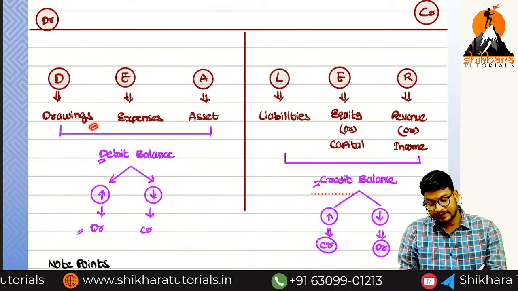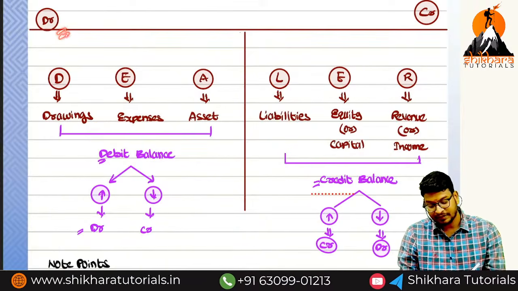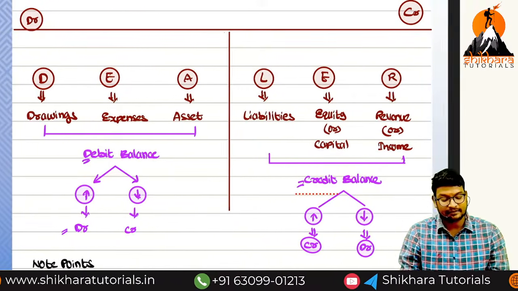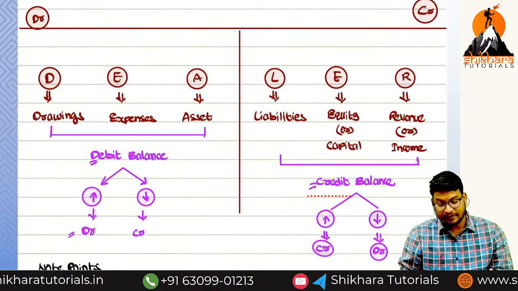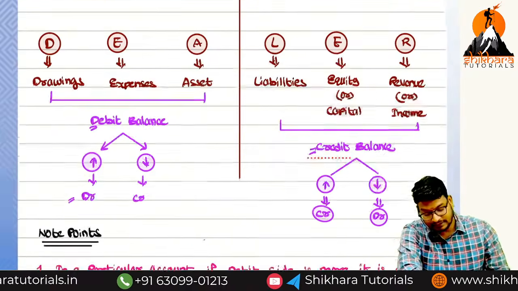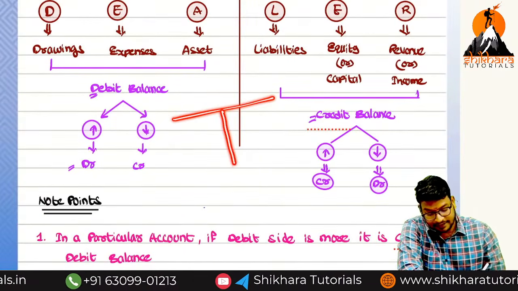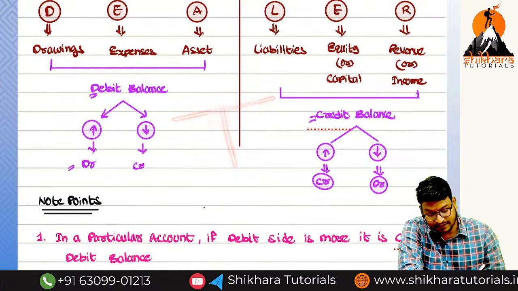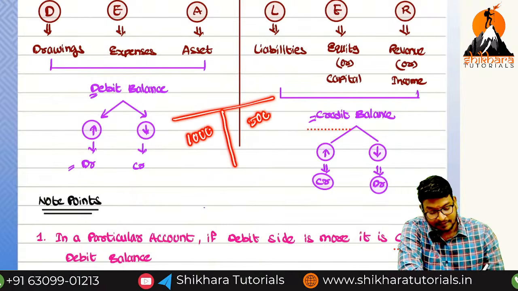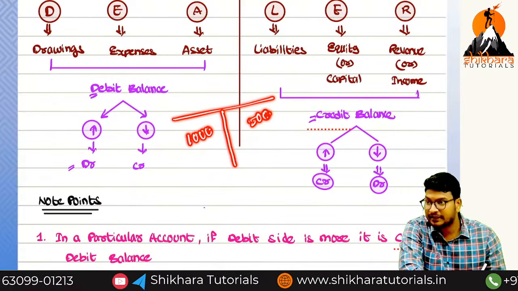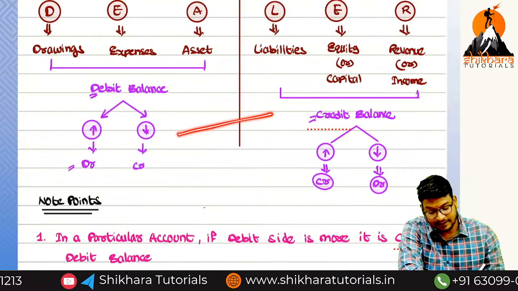Drawings, expenses and assets are presented on which side? On the debit side, so we conclude that they show which balance? Debit balance. What is the meaning of debit balance, sir? It means, in a particular account, for example, I am taking this T-shaped format. In this account, on the debit side I am taking 1000 rupees and on the credit side 500 rupees. In this account, is debit more or credit more? Debit is more. That is the meaning.